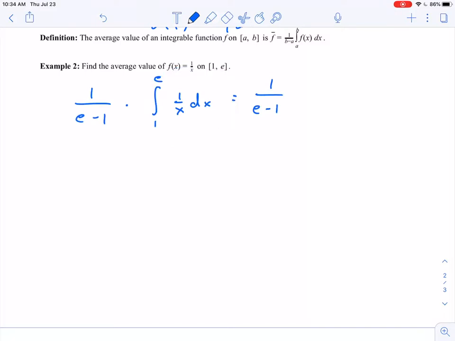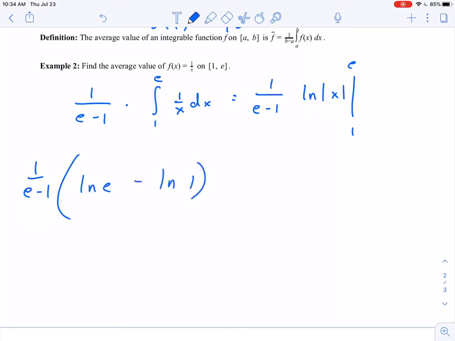So let's see, first I need my antiderivative, which would be natural log absolute value of x, evaluated at e and at 1. So I'm going to go ahead and pull this 1 over e minus 1 outside, and then apply my fundamental theorem of calculus. Let's see, I should have natural log of e minus natural log of 1. And notice here in this case, I'm not writing the absolute value since e is already positive, 1 is already positive. I just don't need them.